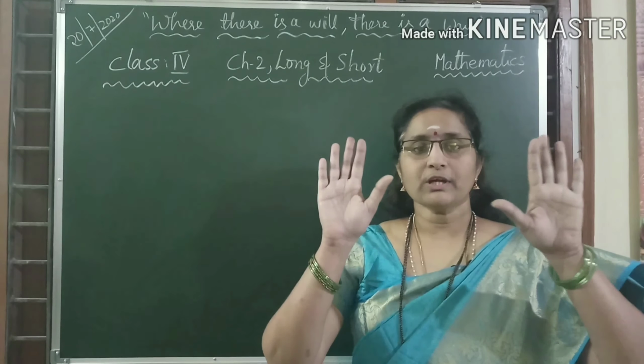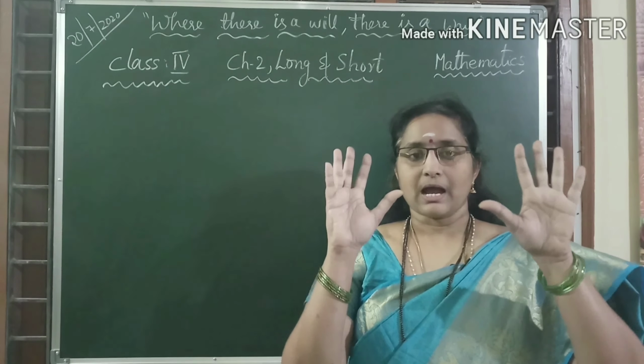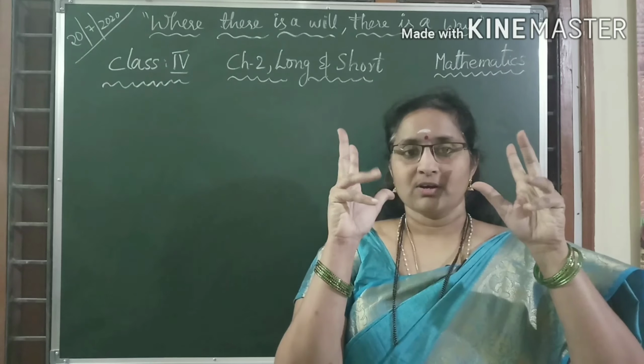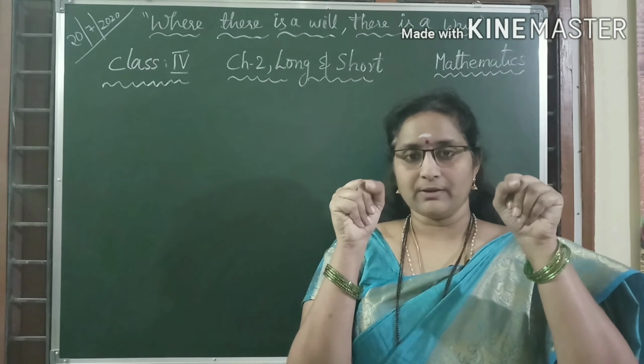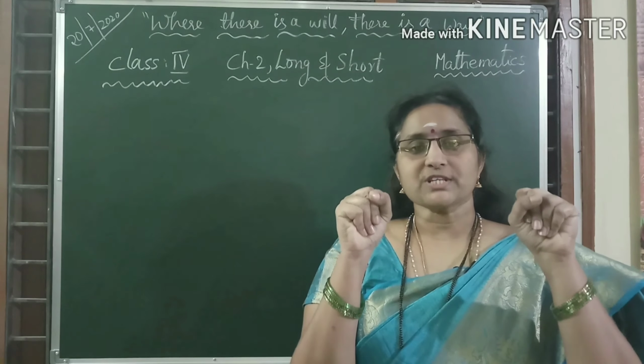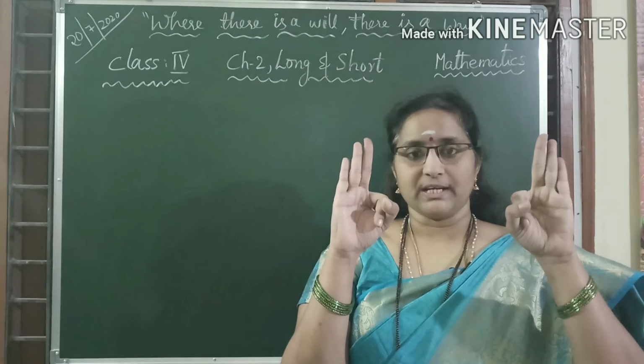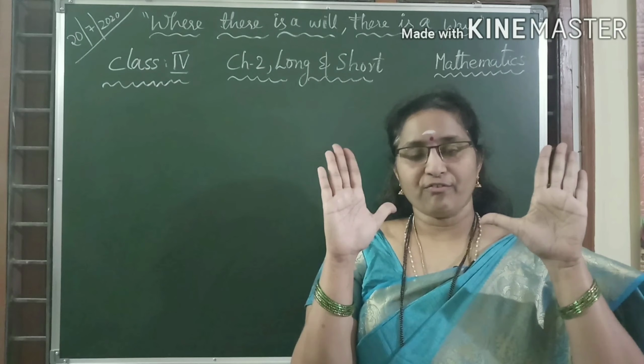Okay, then all of you keep your hands like this. And you have to close your hands from your little finger. Close them slowly. Then count starting from your little finger. 1, 2, 3, 4 and 5.